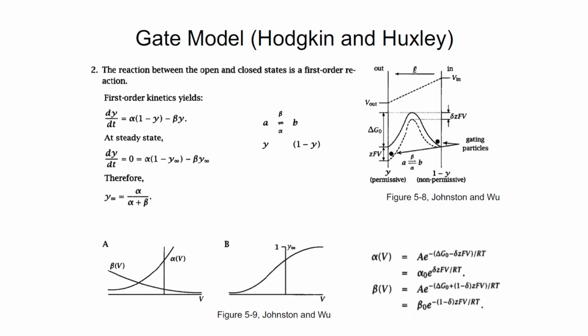It's a simple first order kinetic reaction. So dy/dt will be alpha into (1 minus y) minus beta y, and at steady state there is no movement in the system, so it will be zero. Therefore your y infinity, which denotes infinite time, is imagined as the steady state at infinite time, so that y infinity is given by alpha by alpha plus beta, and you can have these kind of plots.